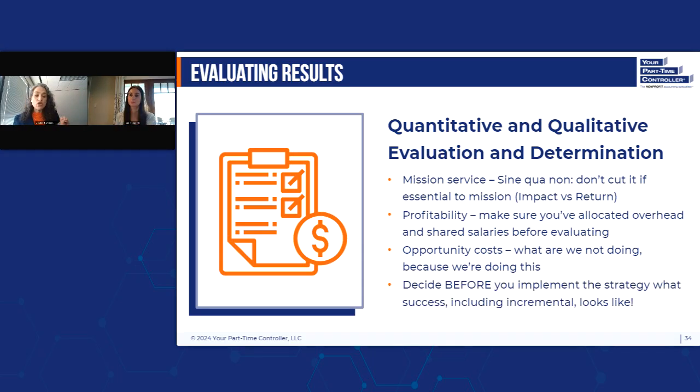And then decide before you implement the strategy what success looks like. What are your KPIs? What does incremental success look like? The first year that you do that Artist for a Day program, is it that we get 10 people to sign up and we make $10,000 on that? Is it we get 10 people to sign up and we make $100,000 on that? What is going to be successful for you? And what is maybe not the screaming success we want it to be, but we're making enough that we would consider continuing this? Figuring out those metrics before you begin will help you to evaluate your results more objectively after you've completed that implementation process.